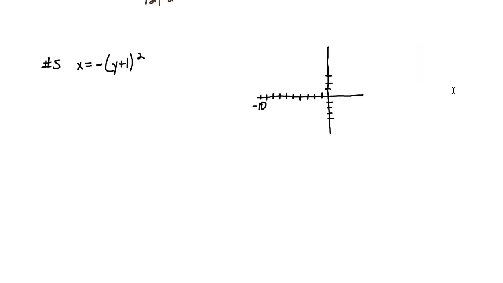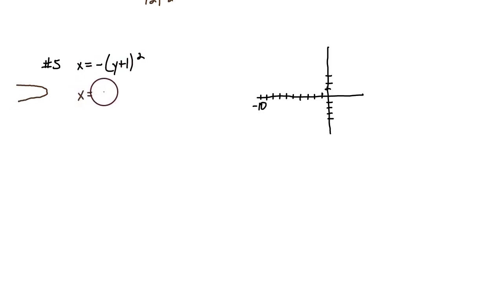Number 5, we have that same situation, a sideways opening parabola because it's the letter x that's alone and it's the y that ends up being squared. Because of the negative value in front, it's actually going to be a parabola that opens up facing to the left. This has the format of vertex form.